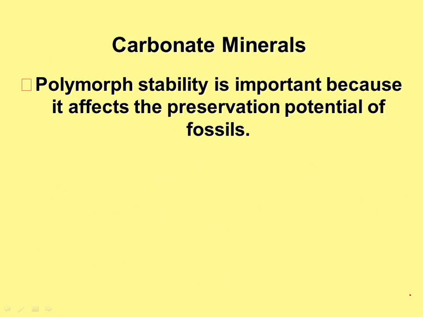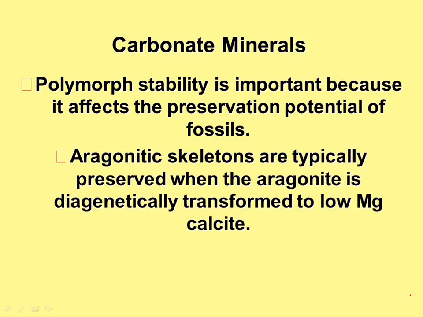It particularly influences the preservation of fossils. Many invertebrate organisms that have skeletons of calcium carbonate, very often those skeletons are aragonitic in nature, but because of the instability of the aragonite, it tends to break down over time, and the aragonite is diagenetically transformed into a low magnesium calcite form. And when that happens, that can often destroy the internal structure of the original shell material. So you preserve the overall morphology of the shell, but the internal structure is often lost by virtue of the transformation into low magnesium calcite.